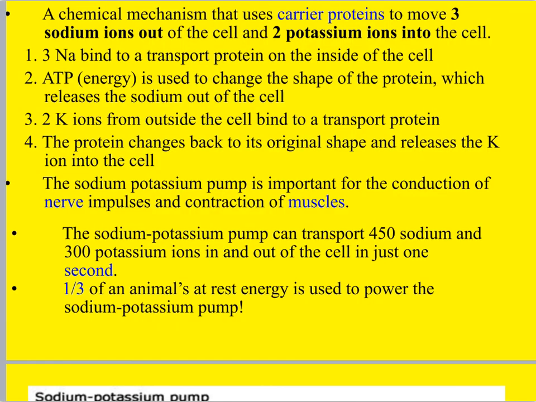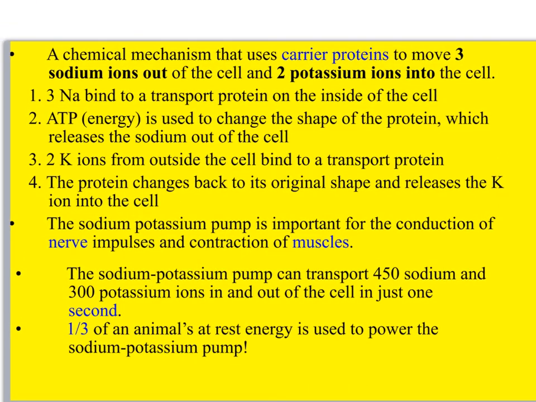So the last example of active transport is the sodium-potassium pump, which is critical for survival. It is a pump, so it is going to use carrier proteins, and it moves 3 sodium out, so sodium is Na, and 2 potassium in. This is why you need more sodium than potassium.